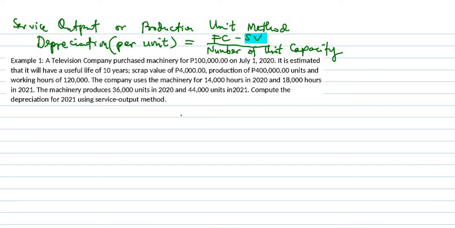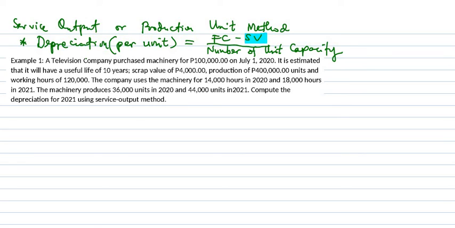Another method of computing depreciation is what we call the service output or production unit method. To find depreciation, we will be using this formula. Depreciation per unit is equivalent to the first cost minus salvage value divided by the number of unit capacity.